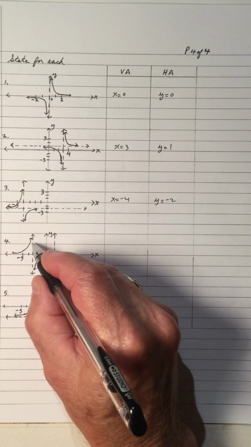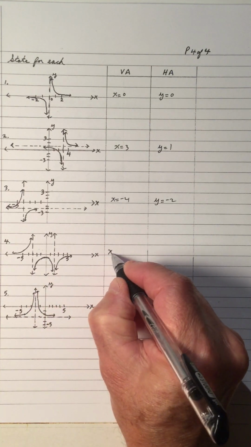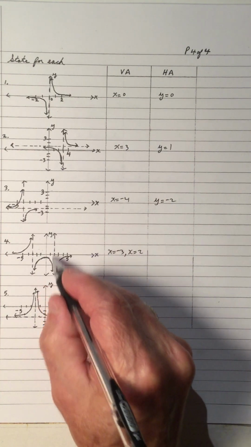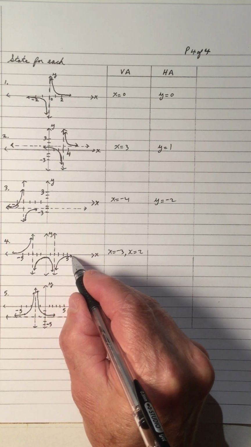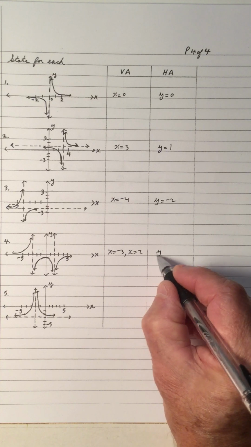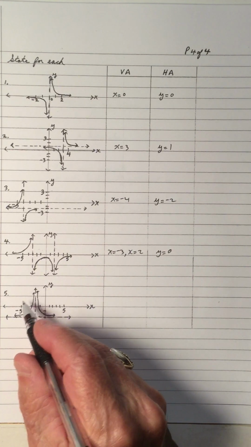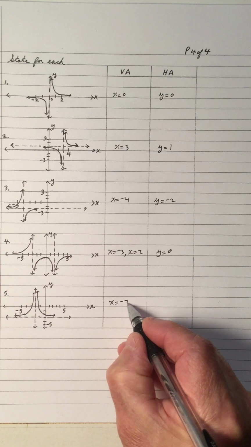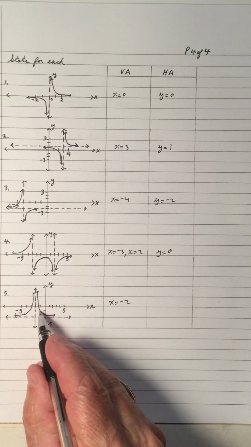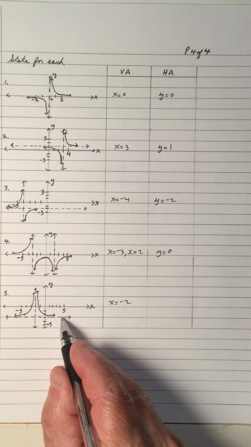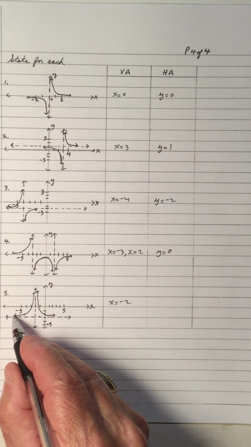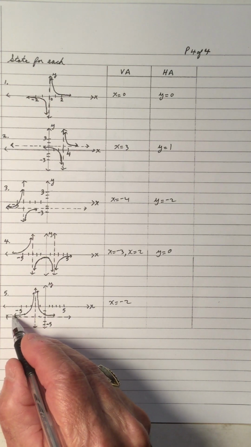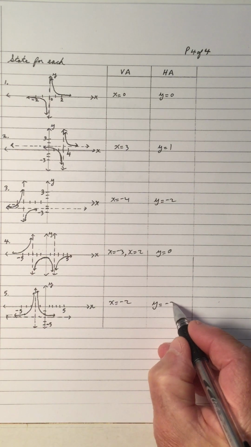Number 4, we have 2 vertical asymptotes. Negative 1, negative 2, negative 3. And this one here is 1, 2. So that's the 2 vertical asymptotes. And the horizontal asymptote, as you go to infinity, is going to 0. So that means y equals 0. Number 5, the vertical asymptote is negative 1, negative 2. So x equals negative 2. And the horizontal asymptote, as x gets larger and larger, you're going to negative 3. As x goes to negative infinity, going this way, it goes to y equals negative 3.